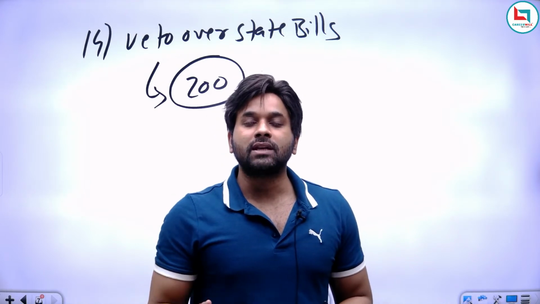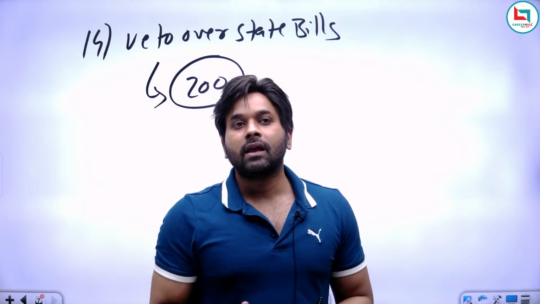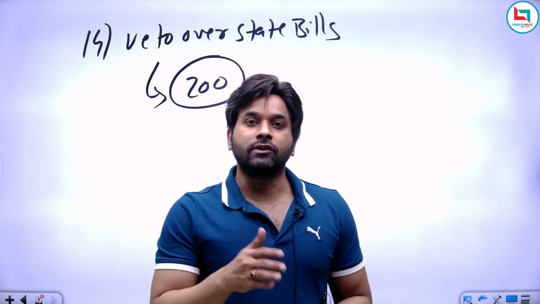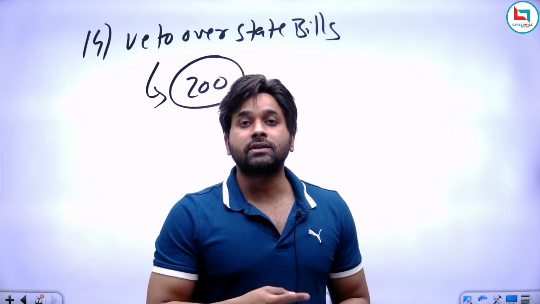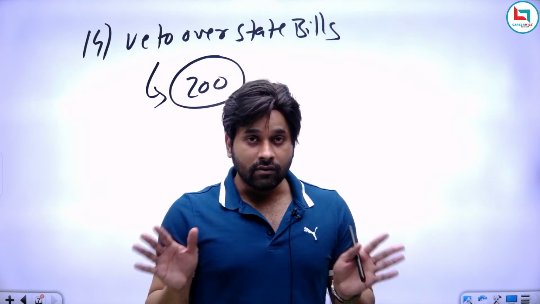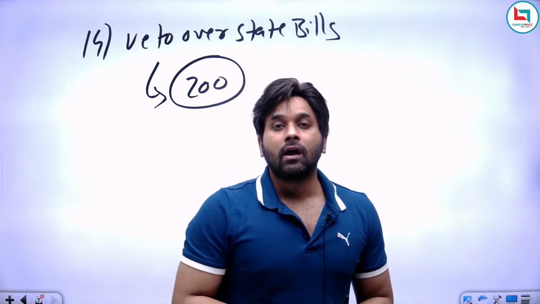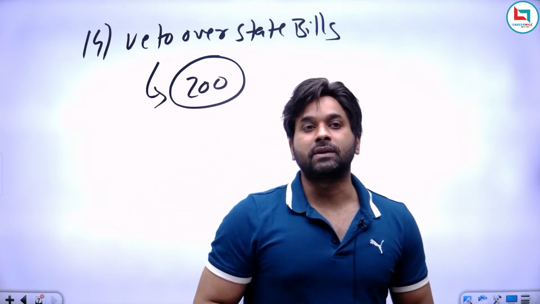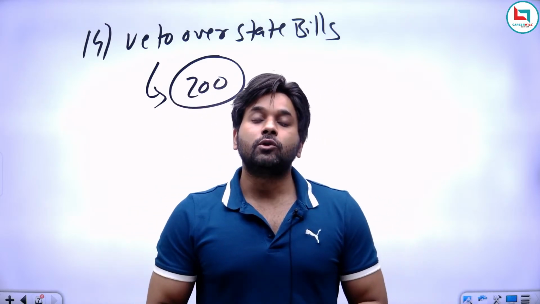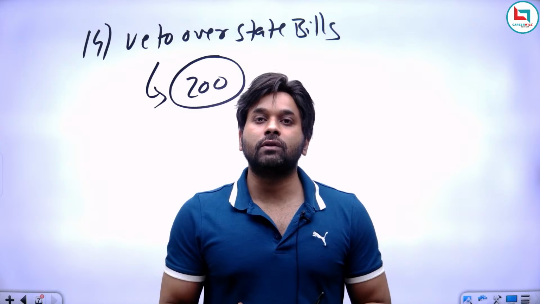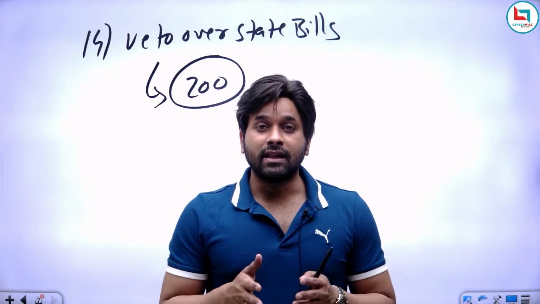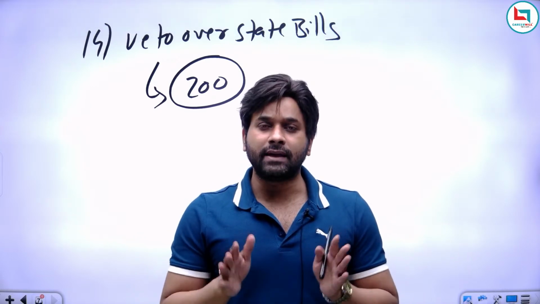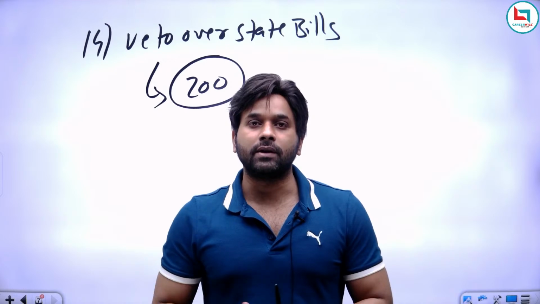The first option is that the governor gives his assent to the bill. The second option is that the governor withholds his assent to the bill. The third option is that the governor returns the bill for reconsideration. And the fourth option with the governor is to reserve the bill for the consideration of the president. So it is possible for the governor to reserve any bill for the consideration of the president. And whenever this happens, all the decisions will be taken by the president on behalf of the central government.